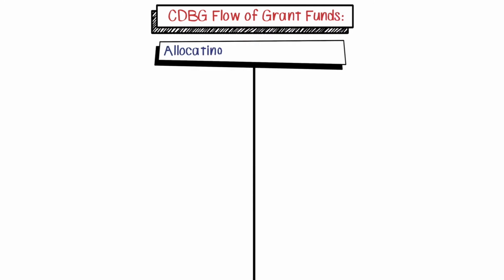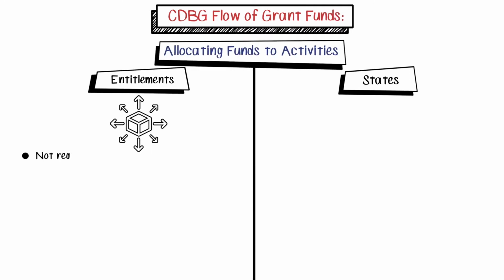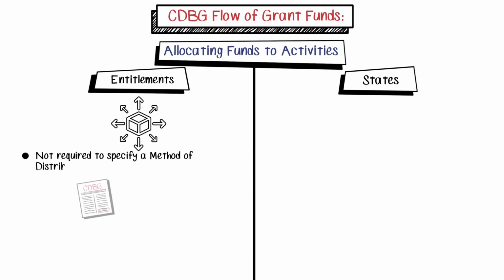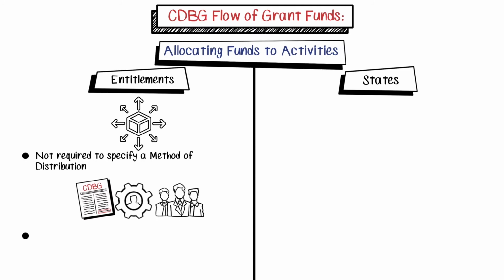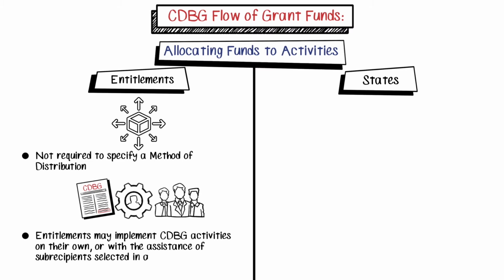CDBG flow of grant funds. Entitlements do not need to specify a method of distribution in the consolidated plan. Entitlements may keep CDBG funds and implement activities on their own. Entitlements may also select subrecipients through locally defined processes. By contrast, the method of distribution is the state's program design.